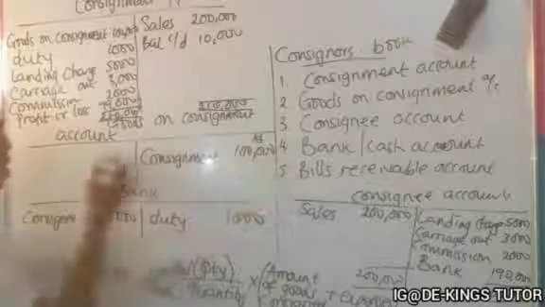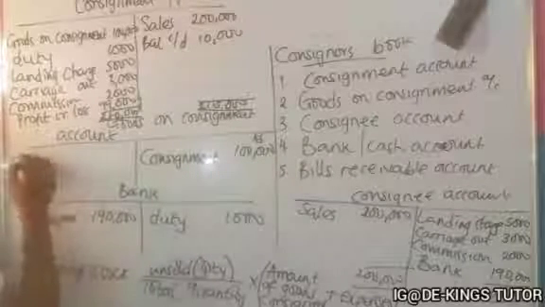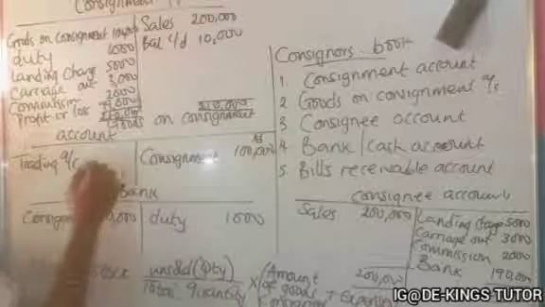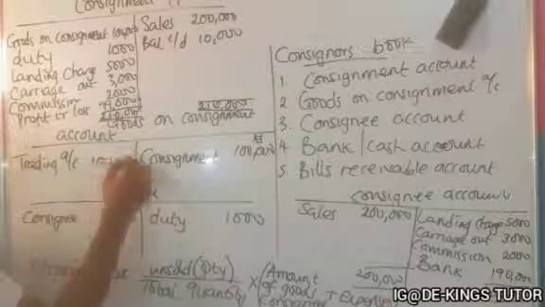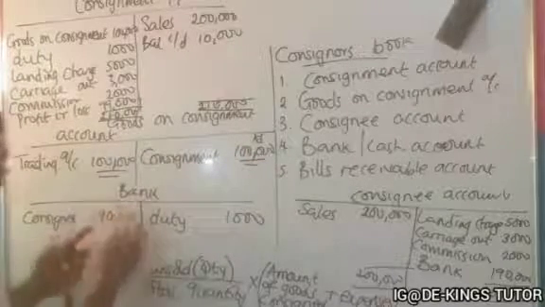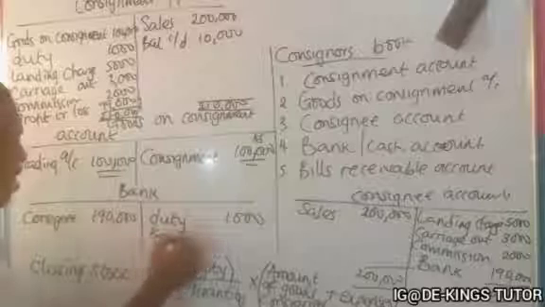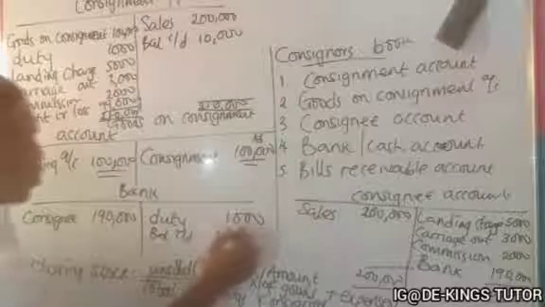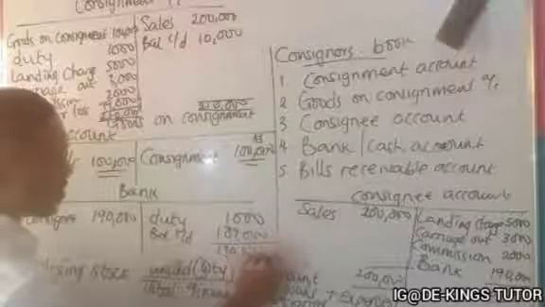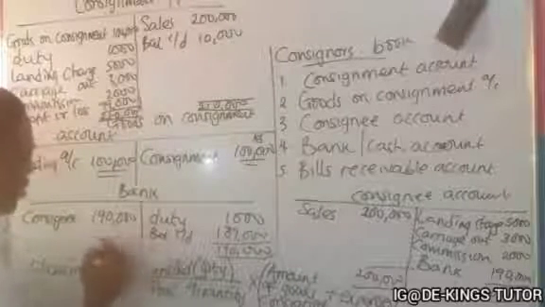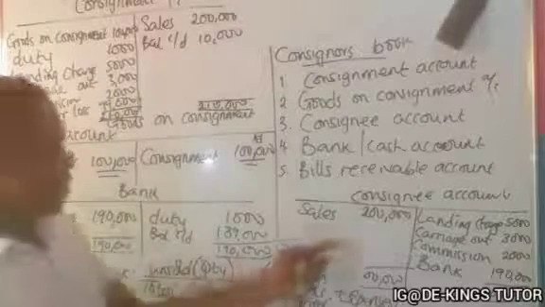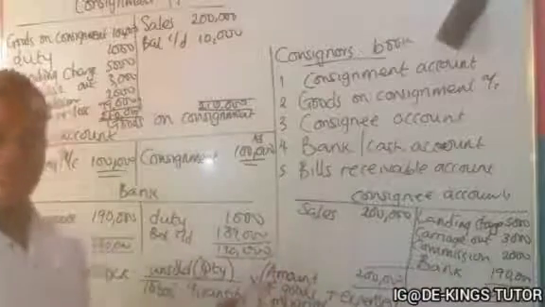Remember this. We are going to close this account. The closing will be to the trading account. We'll close it to the trading account, 100,000. Now for this, we are just going to get the balance carried down. That's 189,000. Close this as 190,000. That's for bank. Okay. The consignee account balances automatically.